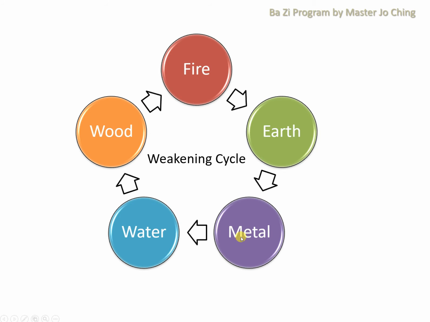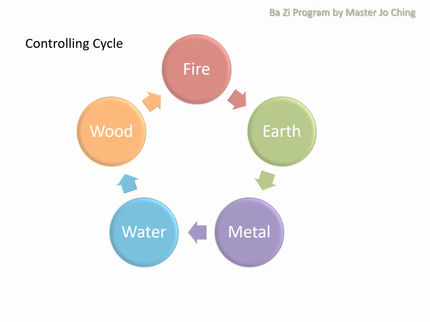And of course metal produces water, or you can say that on the other hand, water weakens metal. And when water is producing the wood, wood weakens the water. And therefore, this forms a weakening cycle. In gist, one element gains strength, the other element loses strength. This is very important. Some people call this the exhausting cycle.